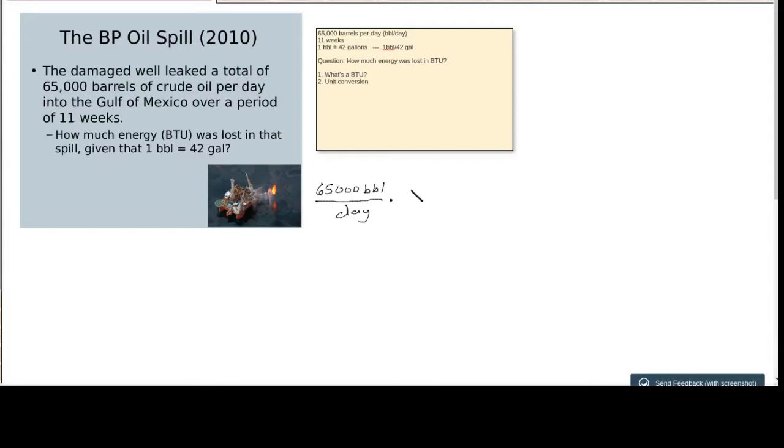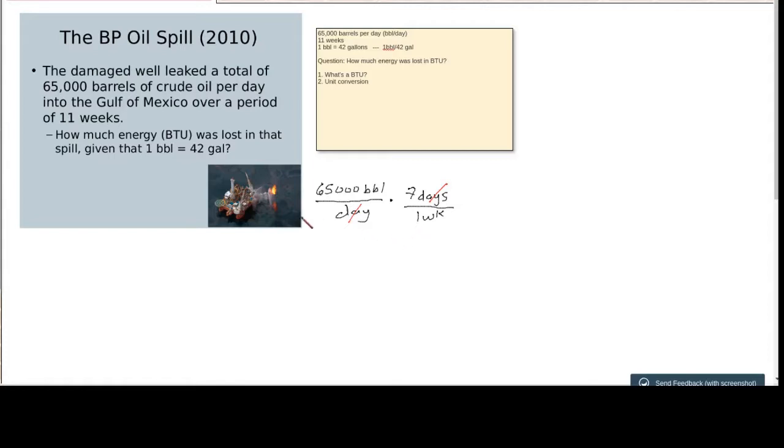Well, I know that in 1 week there are 7 days. I'm going to write down the conversion factor between days and weeks as another fraction. 7 days in 1 week. The reason I write it like that is that when you're multiplying fractions, you do the top times the top and the bottom times the bottom. These units can cancel out just like regular numbers or variables can. So writing this like this, the days and the days will cancel out, and if I were to multiply 65,000 times 7, I would get the number of barrels in 1 week.